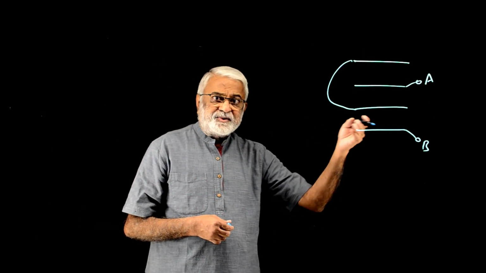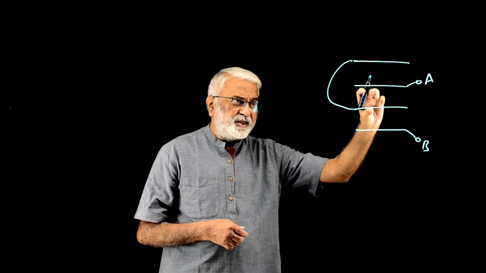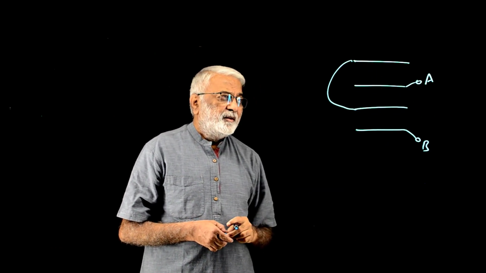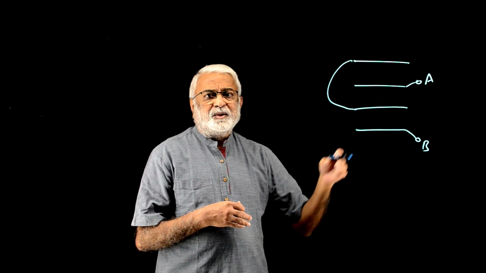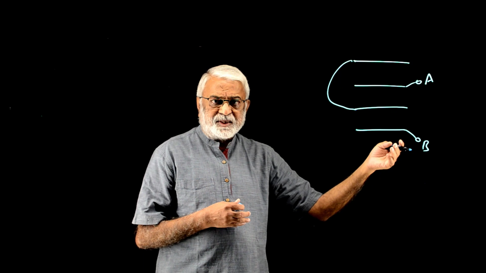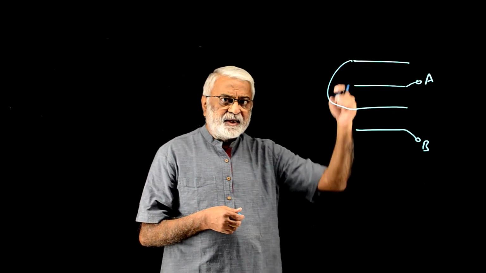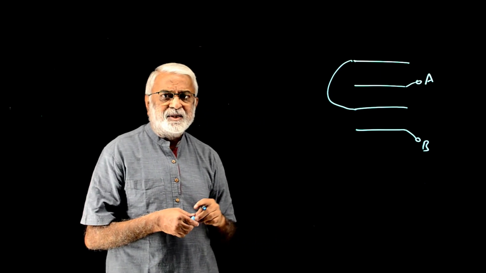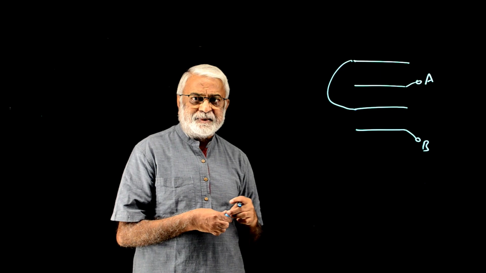4 plates are arranged like this. They are all of equal area A each. The gaps are equal D each. Any set of conductors, with one set having positive charge, another set having negative charge, will form a capacitor. So we would like to find the capacitance of this system. This is not a regular series parallel kind of arrangement. Something else has to be done here.